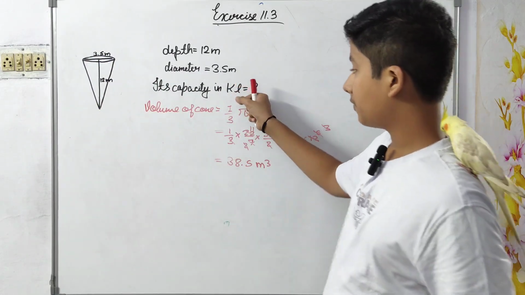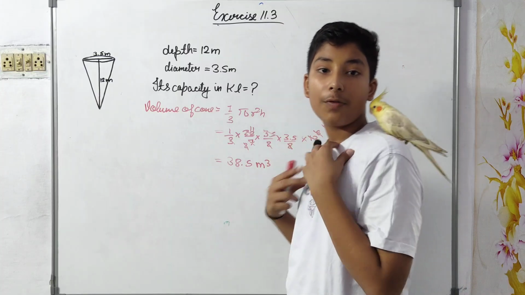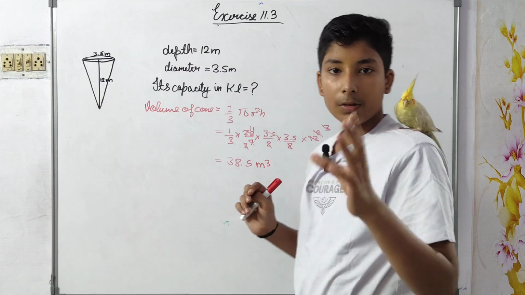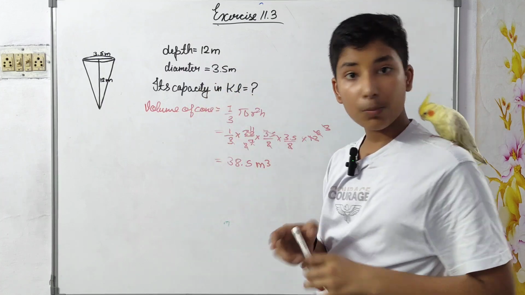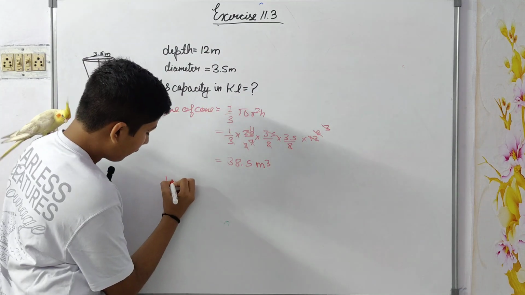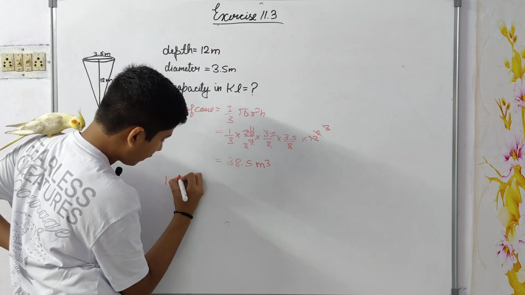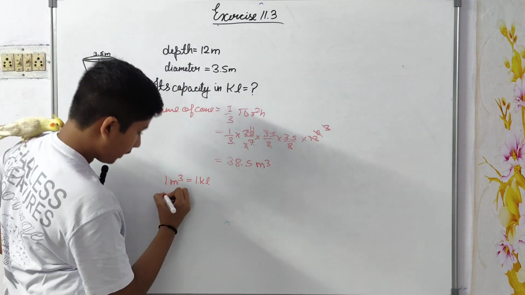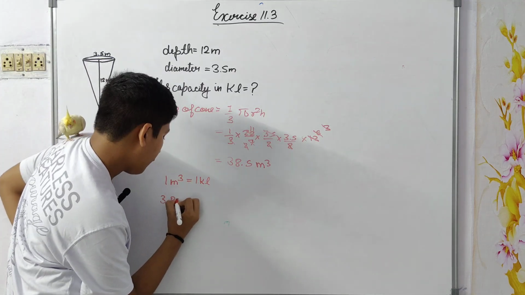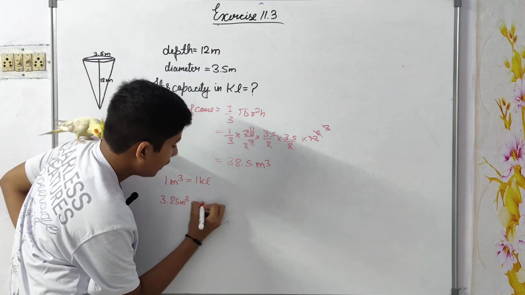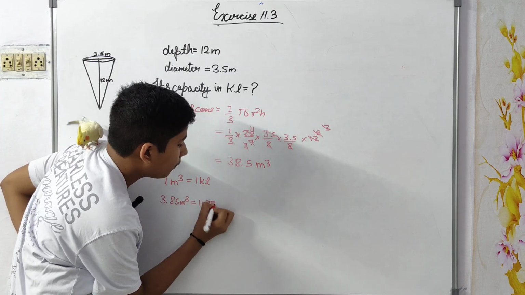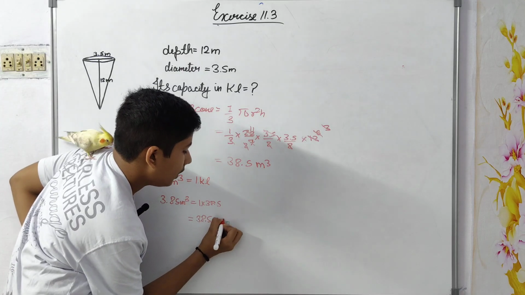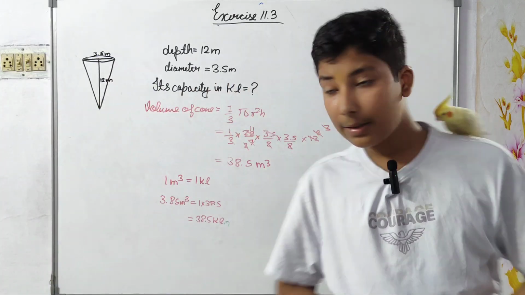So what is its relation with kiloliter? See, the capacity of anything is found out by its volume. Okay. So now we have to convert in kiloliter. So you must know that 1 meter cube equals to 1 kiloliter. Therefore, 38.5 meter cube equals to 1 into 38.5, which is equals to 38.5 kiloliters. This is also a very easy question.